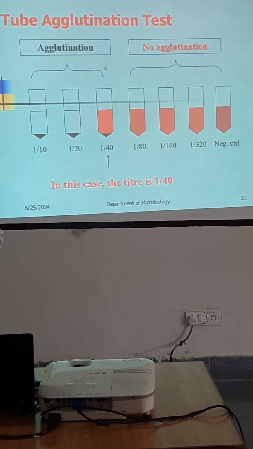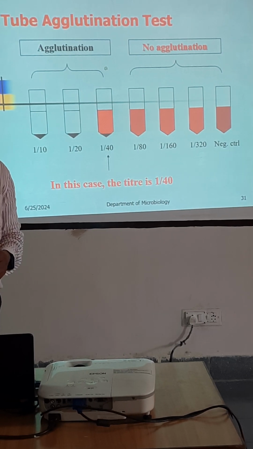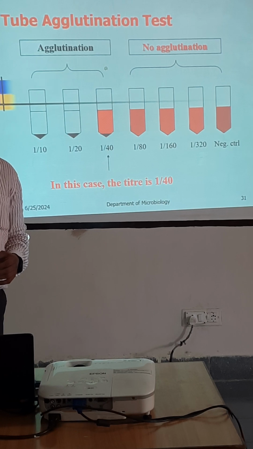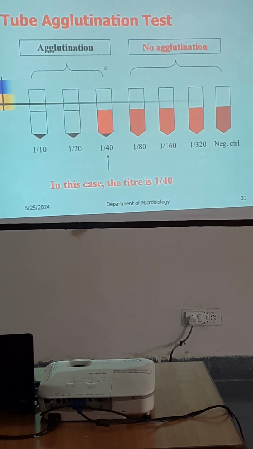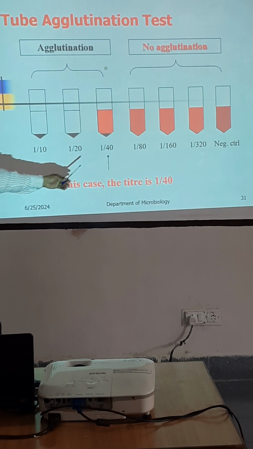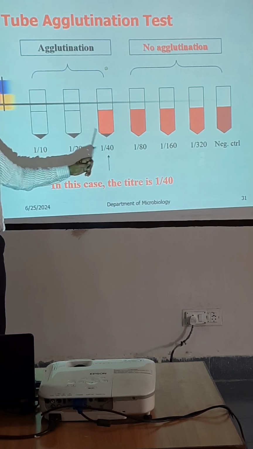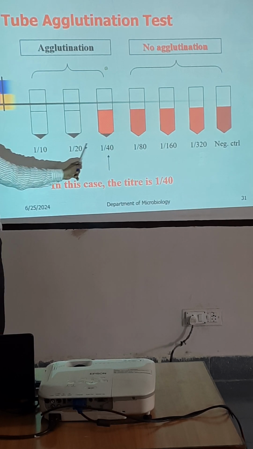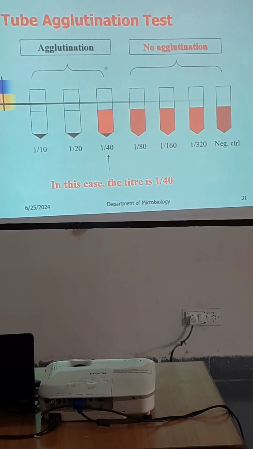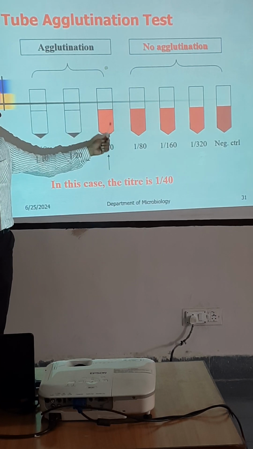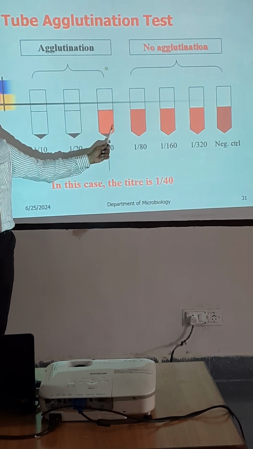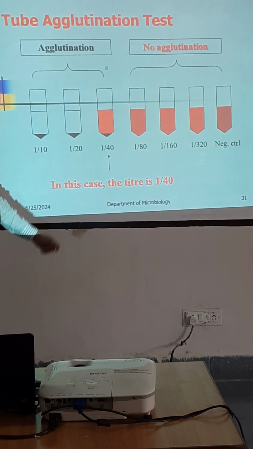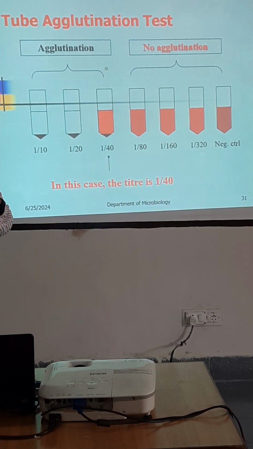The last tube which shows agglutination will be considered as the antibody titer. Suppose here the last tube which shows agglutination is 1:40. After that, there is no agglutination. So the dilutions are 1:10, 1:20, and the last tube which shows the presence of antibody agglutinating with the specific antigen is 1:40. So in this case, the titer is 1:40.